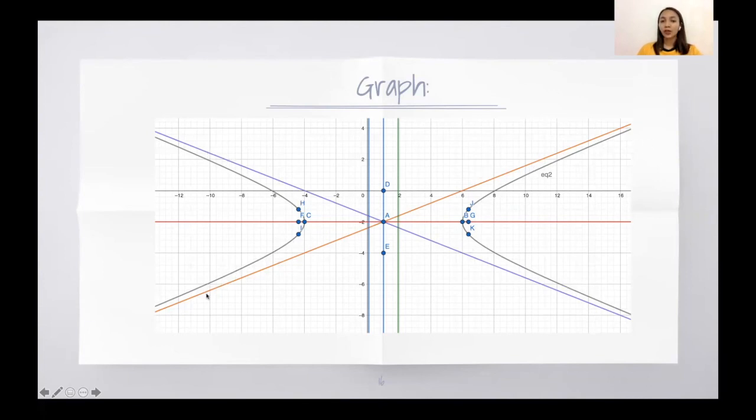We also have the colors orange and violet, which intersect. The intersecting lines are the asymptotes. The color blue and green lines are the directrices. Okay? Next, another example. Example number 4.